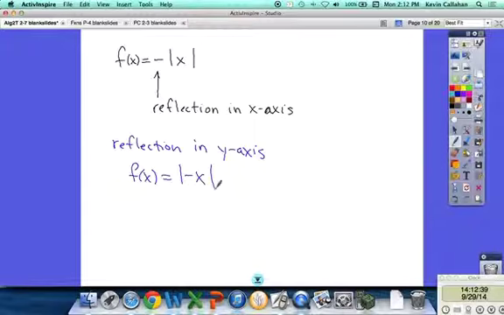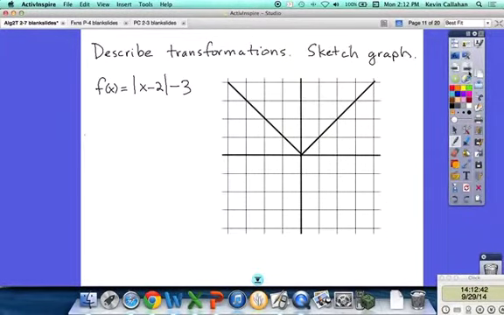Okay, so reflections. Describe the transformations. In this equation right here, we are transforming the parent function by this subtract 2 and this minus 3. Describe what we're doing to the graph by each one of those. That's what this means. What does the minus 2 do? Right 2. Remember, minus inside means right 2. So that's what you have to say. Right 2.